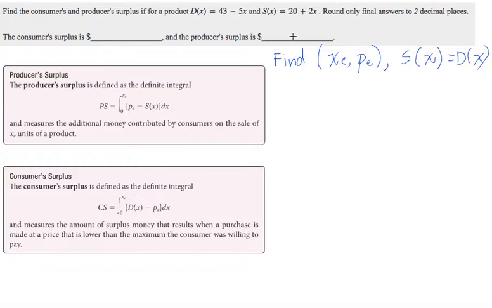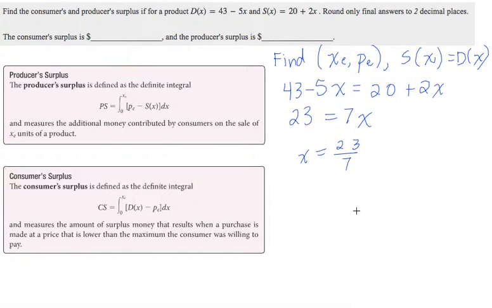So setting these two things right here equal, we have 43 minus 5X equals 20 plus 2X. We're going to solve that for X. So 43 minus 20 is 23. 2X plus 5X is 7X. So X is 23 sevenths, which is going to be a decimal. I'm just going to leave it as 23 sevenths for now. So that's actually XE, the equilibrium number.